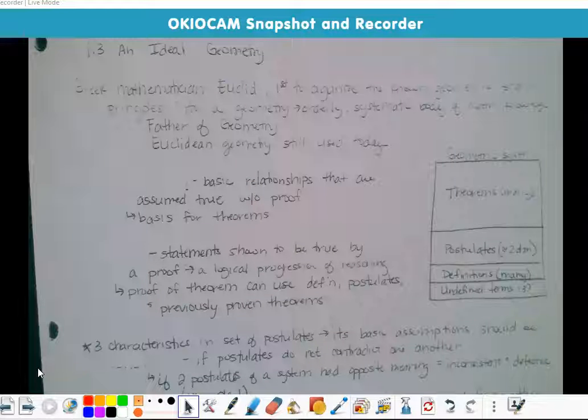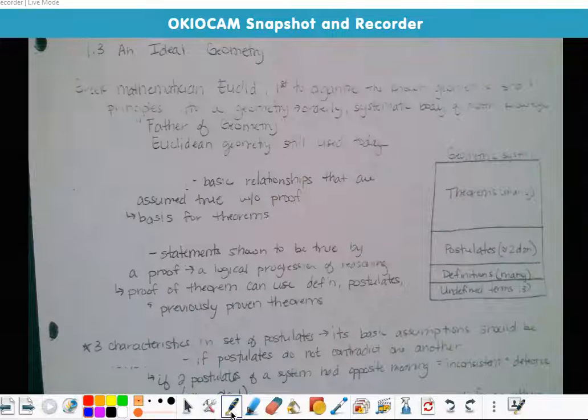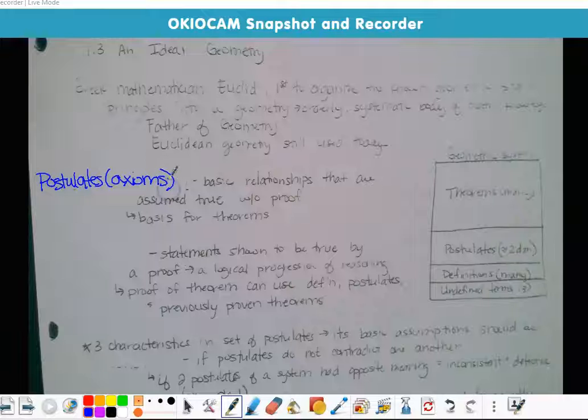All right, so then the next thing, the first blank there are postulates and axioms. So right here we have postulates, or you might hear it, the old term was axioms. It's an older term anyway. So these are the basic relationships that are assumed true without proof. So these are the basis for the theorems that we're going to learn today. And the next up are theorems.